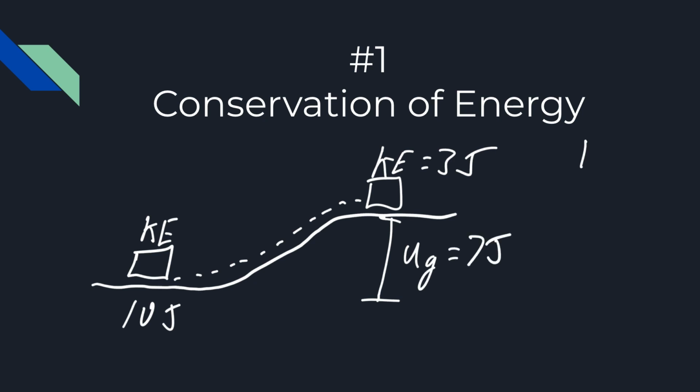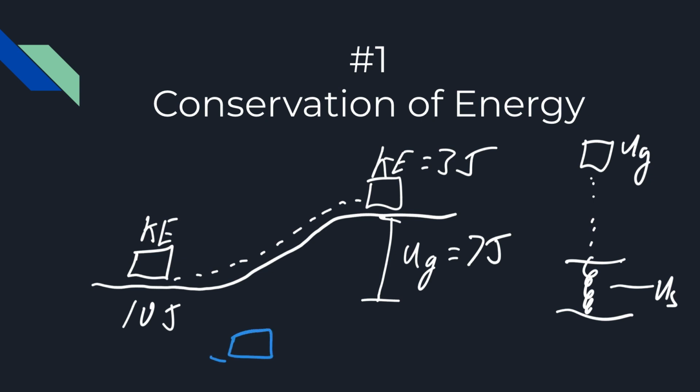Or let's say you have a mass up here that has gravitational potential energy, and let's say it falls down onto, say, a spring. It's going to compress it a certain amount, and now it has spring potential. Or here's a favorite. You have a mass moving with, say, kinetic energy, and it bumps into a spring and compresses the spring a certain distance, and now it turns into spring potential.